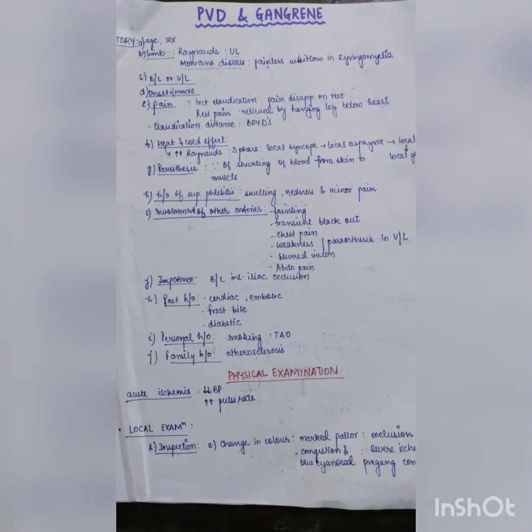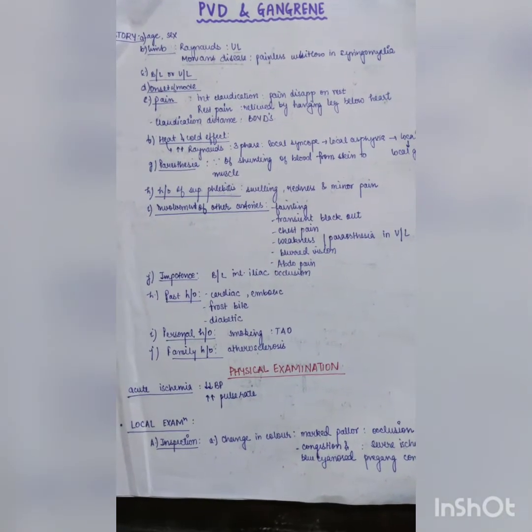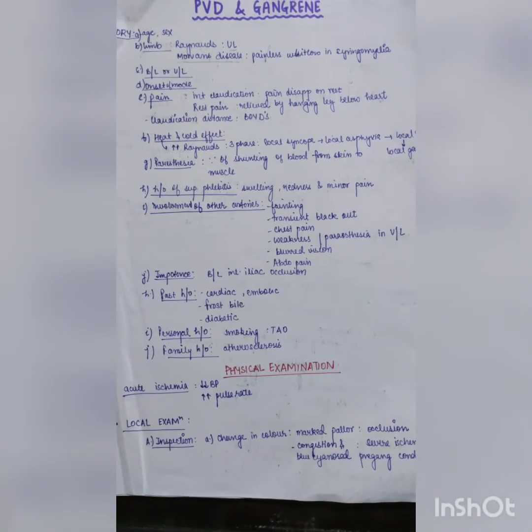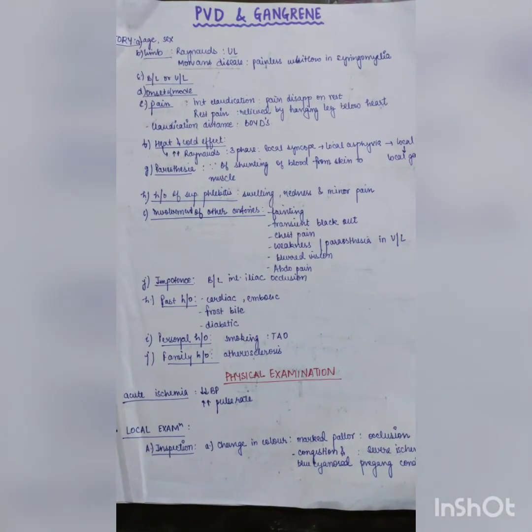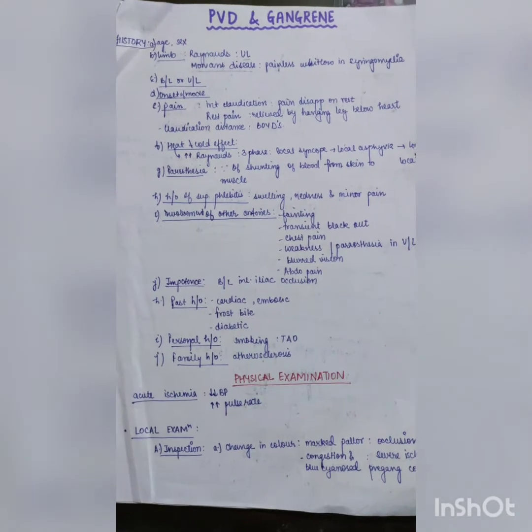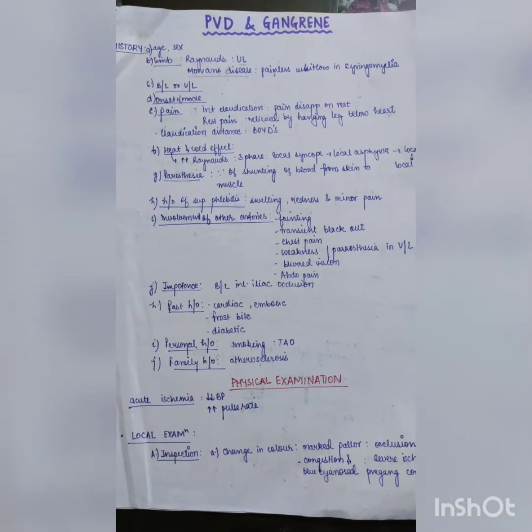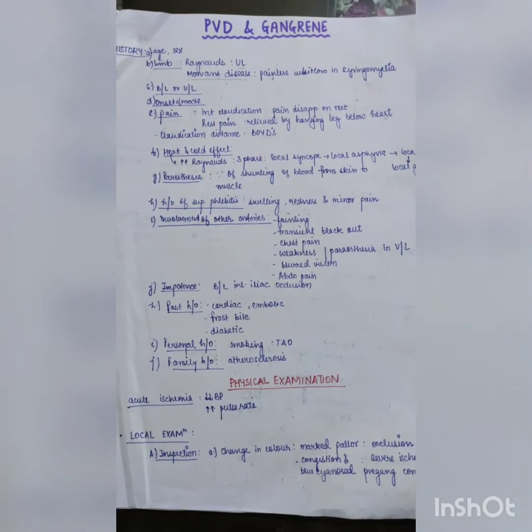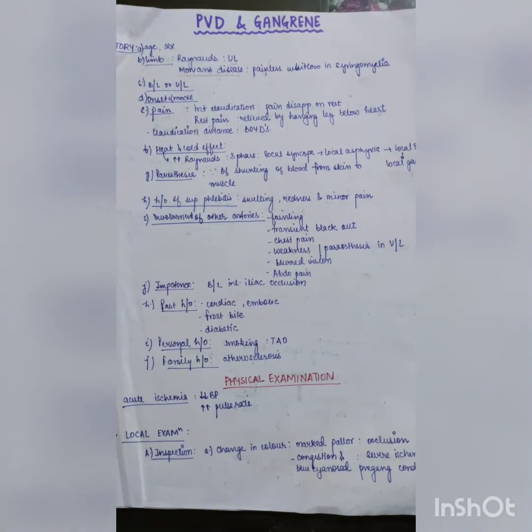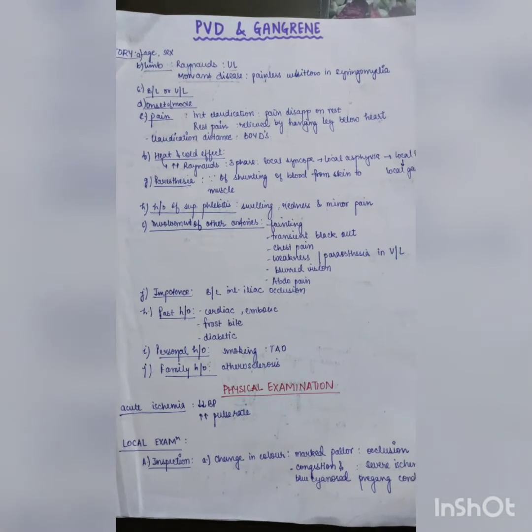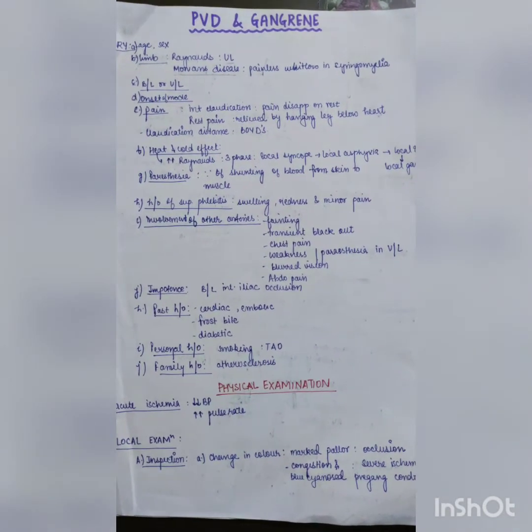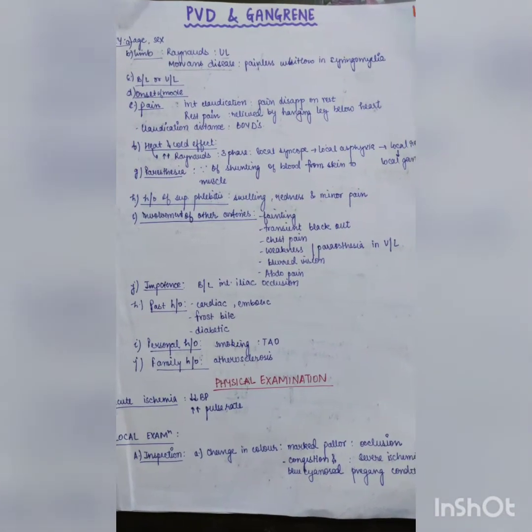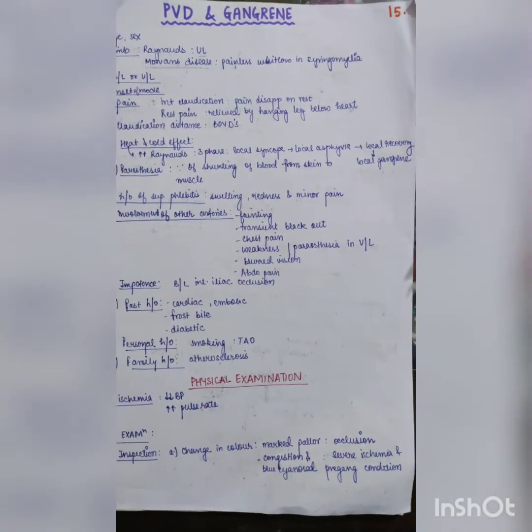Then ask about the personal history of smoking, thromboangiitis obliterans is associated with it, and family history of atherosclerosis is often present. Then going on to physical examination. In acute ischemia, there is a decrease in blood pressure and increase in pulse rate. Now the local examination. In inspection, first note the change in color, whether there is marked pallor, congestion.